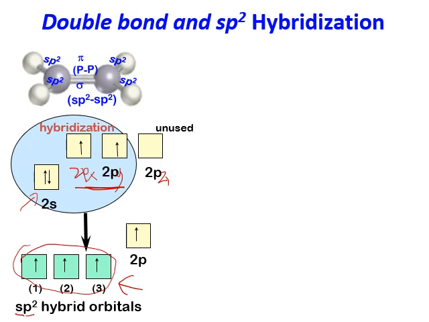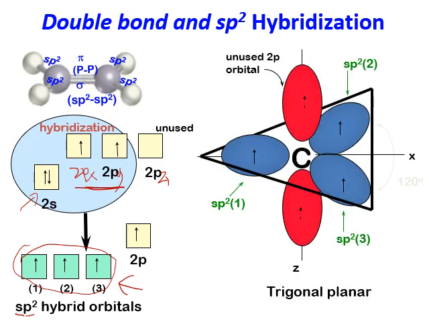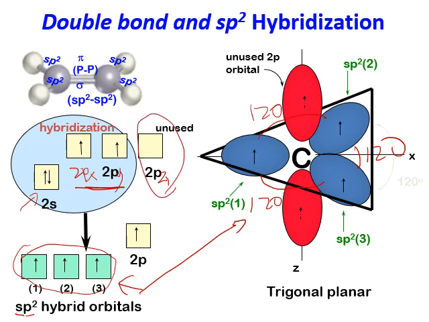Because these three orbitals are equivalent, they form a trigonal planar geometry, which has 120 degrees between each other. These blue colored orbitals represent the three sp2 hybridized orbitals. They are in the same plane, 120 degrees apart. Now there's a pz orbital that is not hybridized, unused, and this is still here. That's the red one, which is perpendicular to the plane.